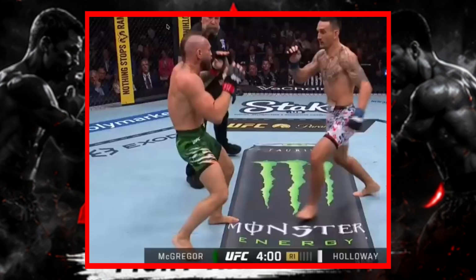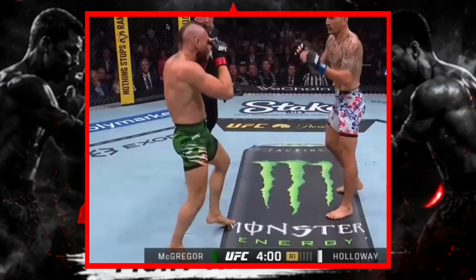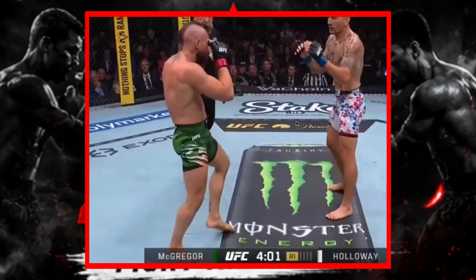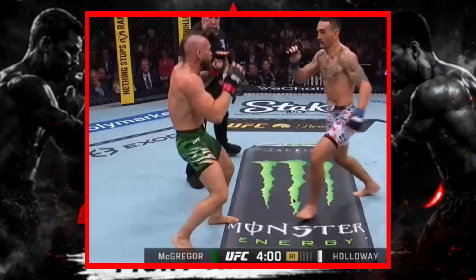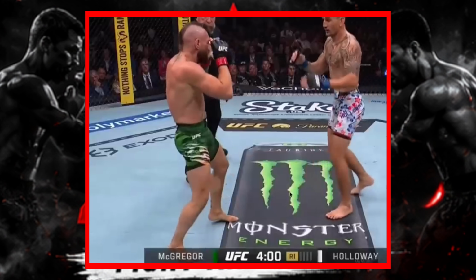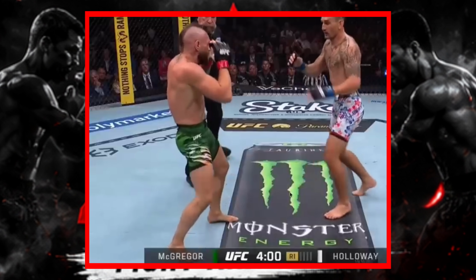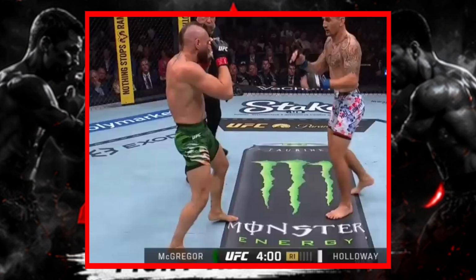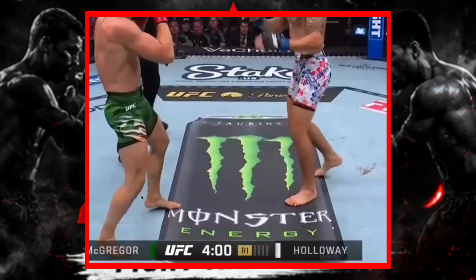Now, what's interesting is when you look at the very last sequence of the fight before it was finally called off, again, we're looking at McGregor's right leg here. And if anything, you almost see a forward translation of his femur. So, right, whenever the ACL tears, you're going to see a forward translation of the tibia going forward.